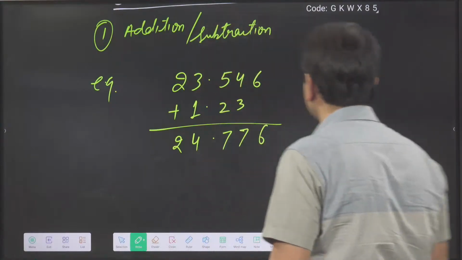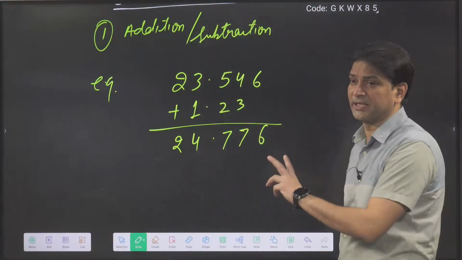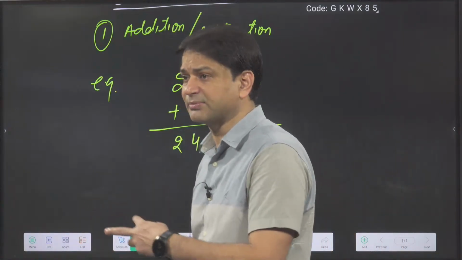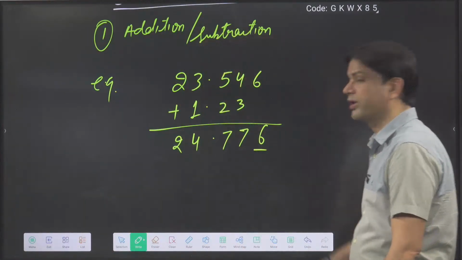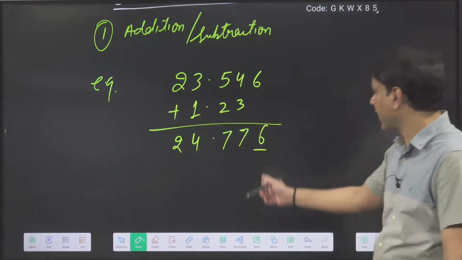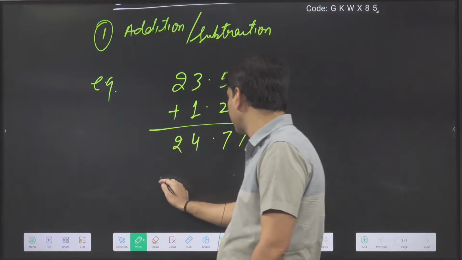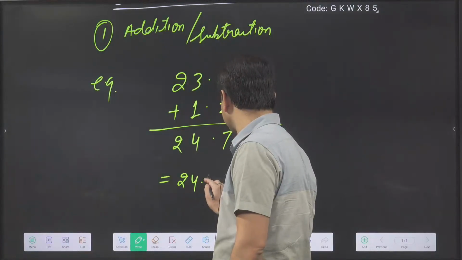Okay, now this result I wrote up to 3 decimal places, but we have to write up to 2 decimal places. So the 3rd decimal place we have to remove. Now we will use the round off. After removing, this is more than 5, so the preceding digit will increase by 1. Then what is the answer? 24.78.